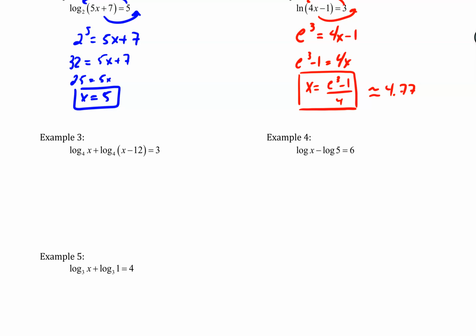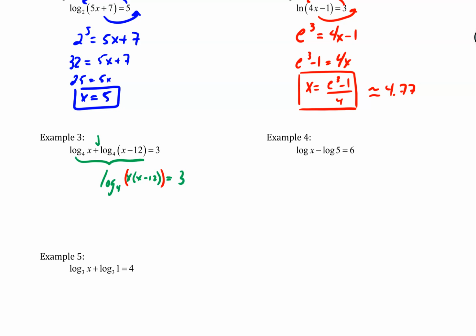So for here, I need to condense this first. So I have addition happening. The addition rule states that I can make it into 2 logs added together when the product of those terms is being taken. So I can now condense this to log base 4 of the product of these 2 terms, and that would still equal 3. So now, again, think of this all as one giant thing in parentheses.